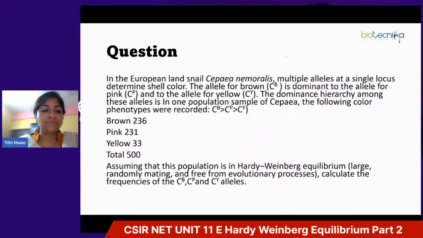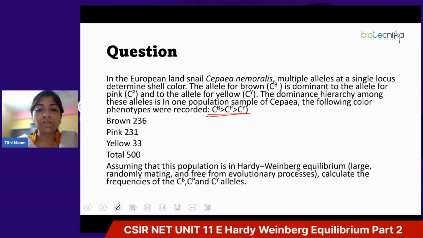Okay. How about going for the next question? In the European land snail, Cepaea nemoralis, multiple alleles at a single locus determine shell color. The allele for brown, CB, is dominant to the allele for pink, CP, and to the allele for yellow, CY. The dominance hierarchy among these alleles is in this.